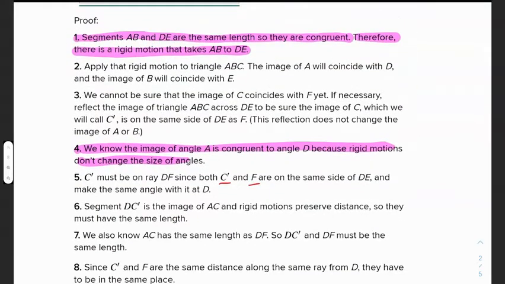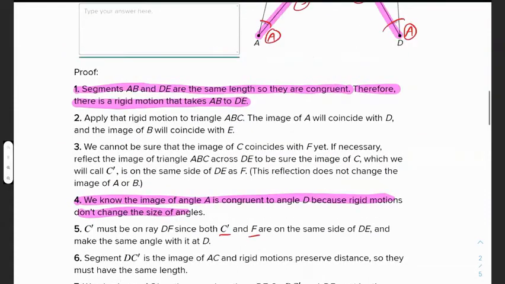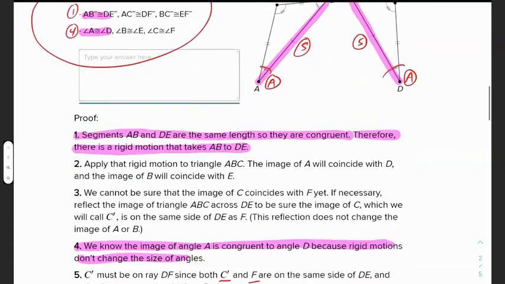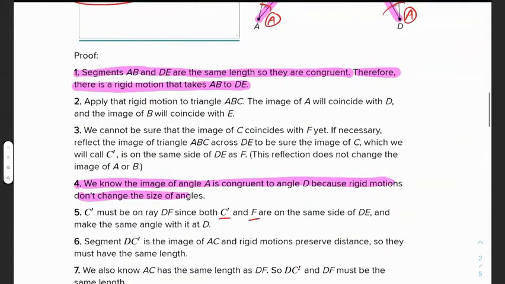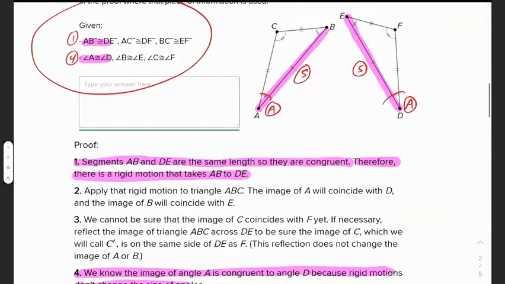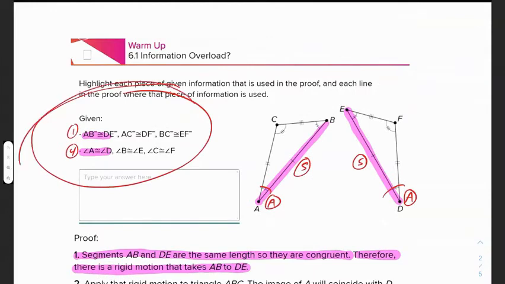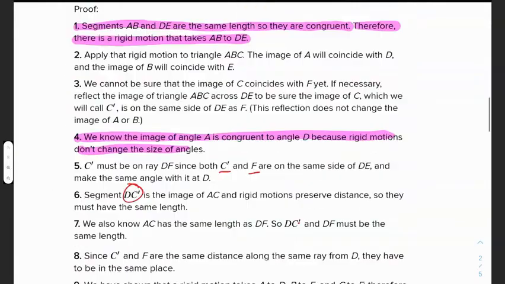Number 6, segment DC prime is the image of AC. Do you guys see a DC prime? Oh, wait, I'm reading the wrong one. That one. Do we see a DC prime anywhere in here? No. That does not make sense.